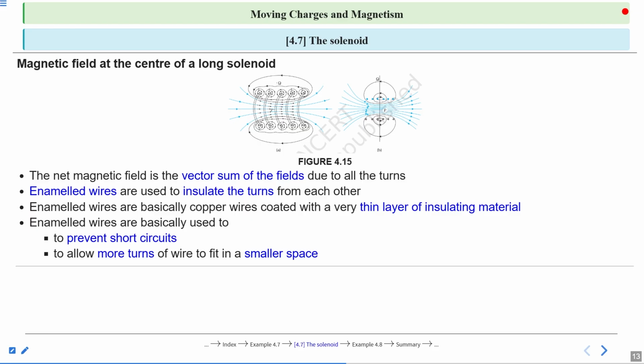That means if we want to fit more turns in a smaller space, we have to wind it closely, so the windings should touch. But if they are not enameled, it will result in short circuits. So to prevent short circuits and to allow more turns of wire to fit in a smaller space, those are the two benefits of enameled wires.